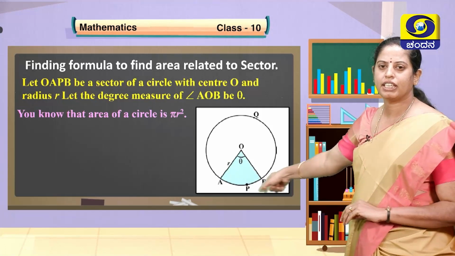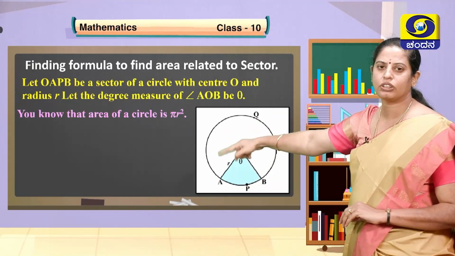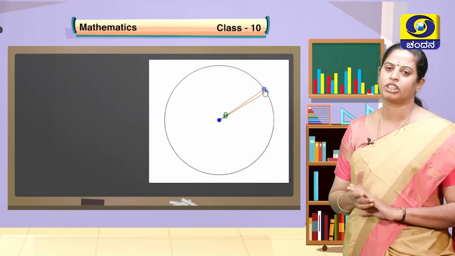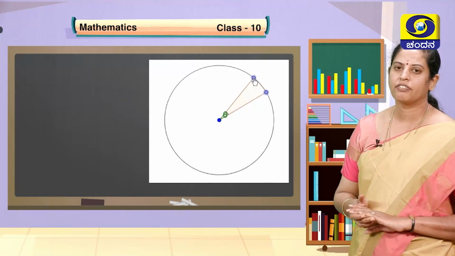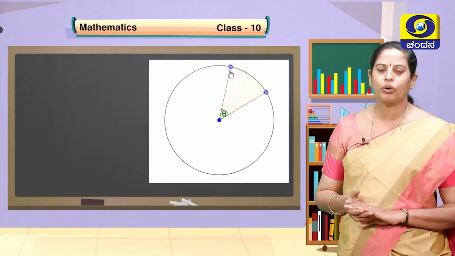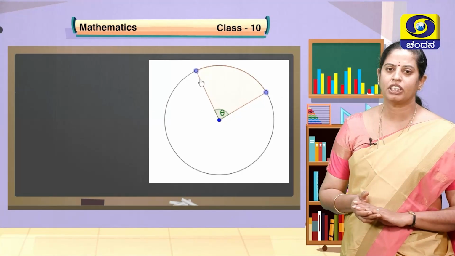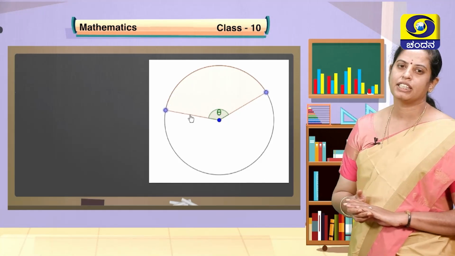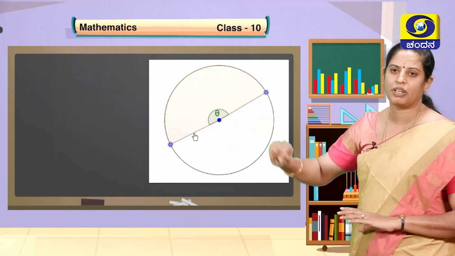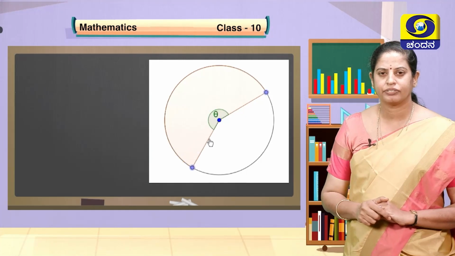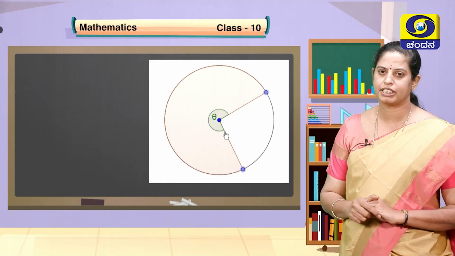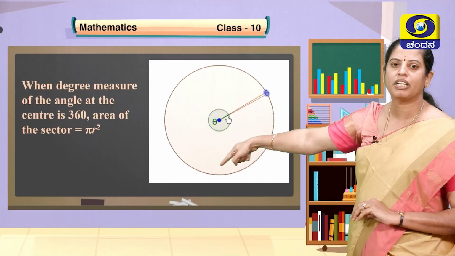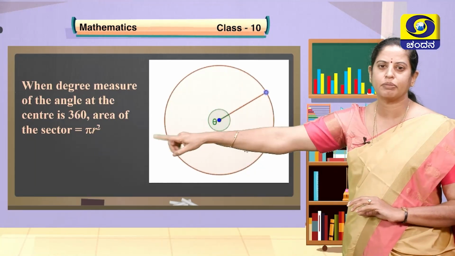First we know the area of this circle, the total circle is pi r square. But we need only the shaded portion. Observe here children, when the angle between the 2 radii becomes 360 degree, that is nothing but the area of the circle, the space occupied by this circle. This is major sector. Now, when it completes 360, that is nothing but the area of the circle, that is given by pi r square.